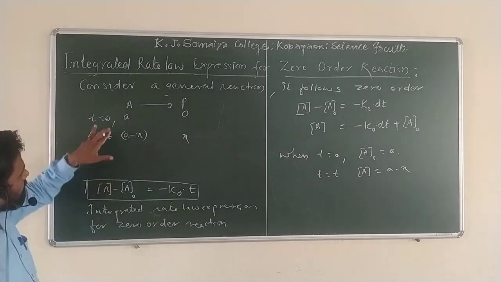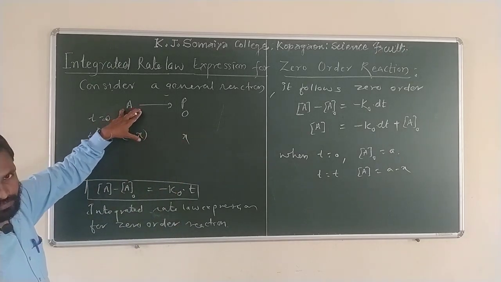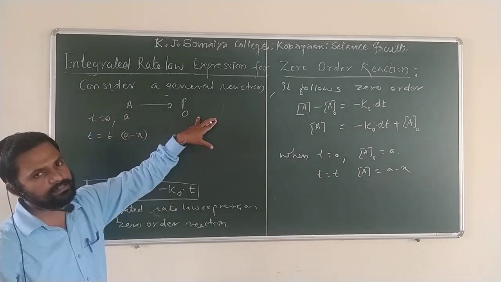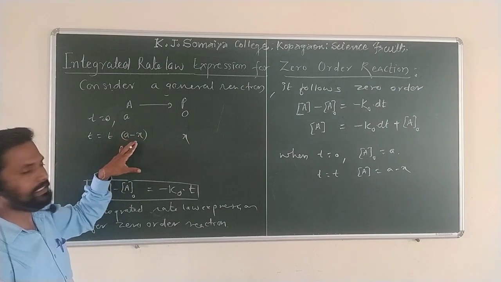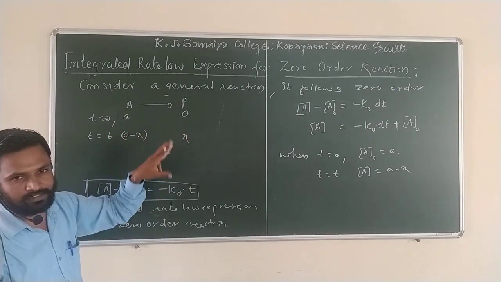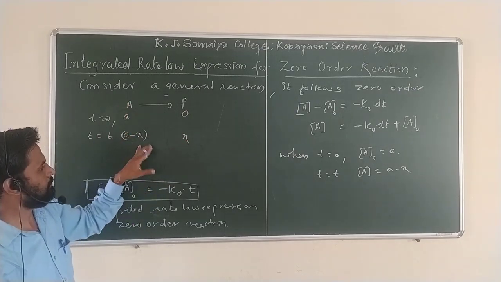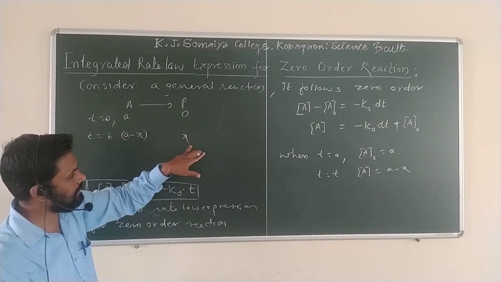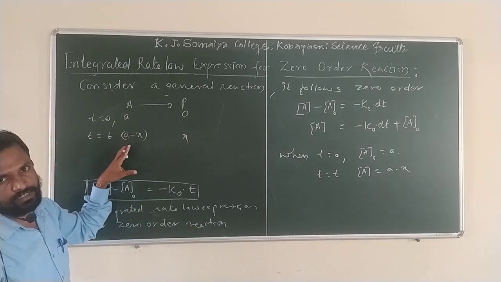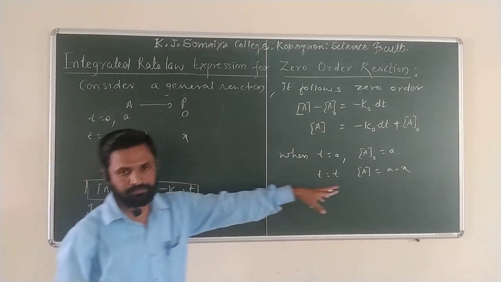When t equals 0, the initial concentration of the reactant is A moles, and the product is 0. When t equals t, x molecules are converted into the product. Now what will be the concentration of the reactant? A minus x, because x is subtracted from A and goes into the product. So A minus x is the concentration of the reactant remaining at time t.